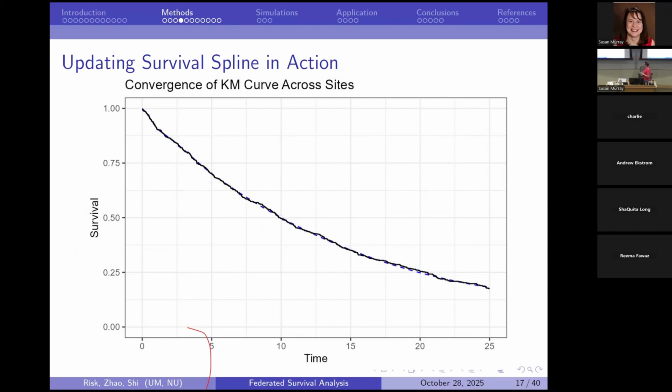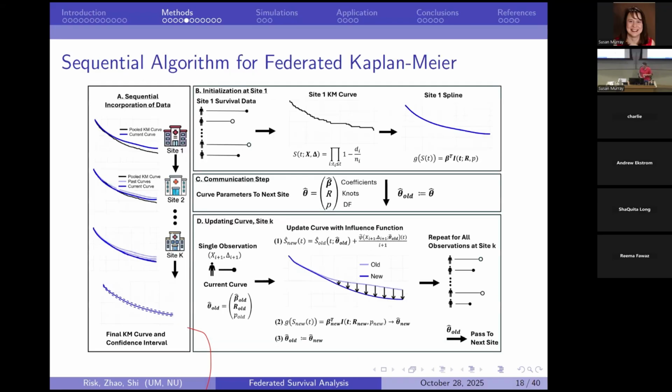Nice. So you can see that at the first site, we had a pretty inaccurate approximation, but as we iterated over all of the sites, we got a closer and closer approximation to what the true Kaplan-Meier curve is. And this is just sort of the visual abstract for our algorithm.